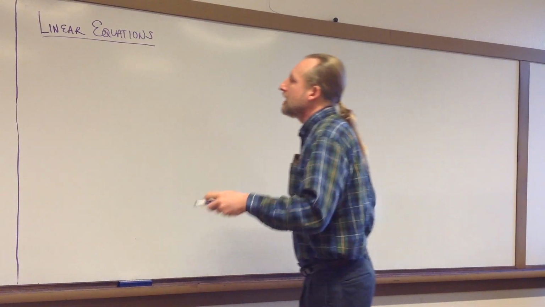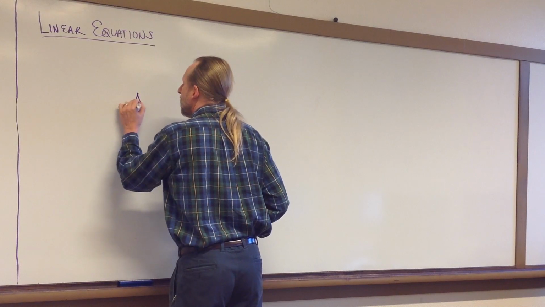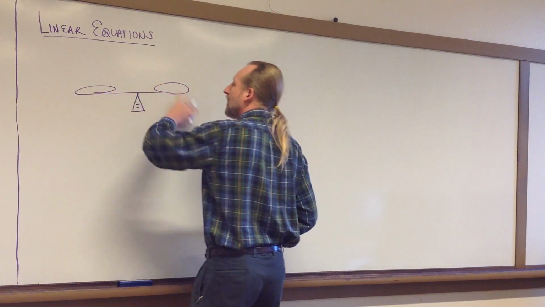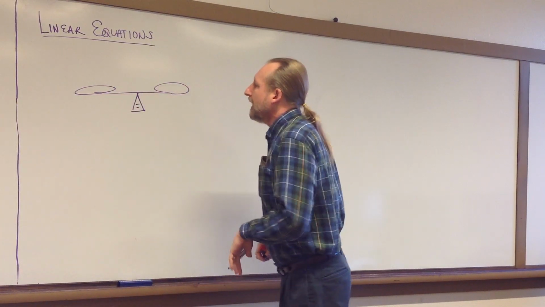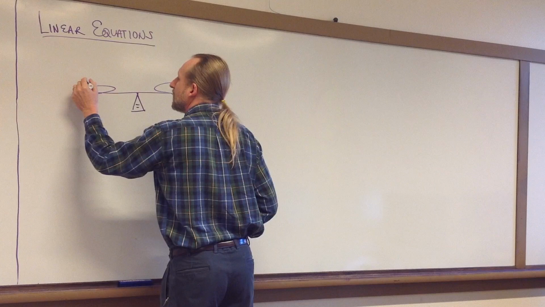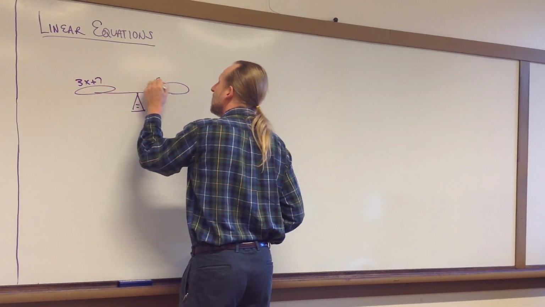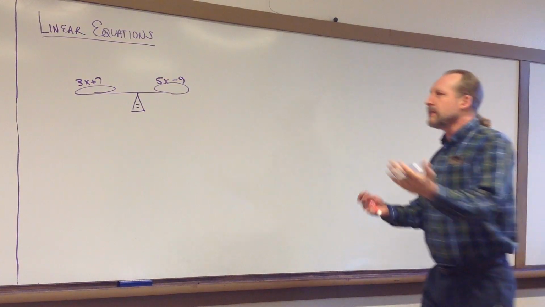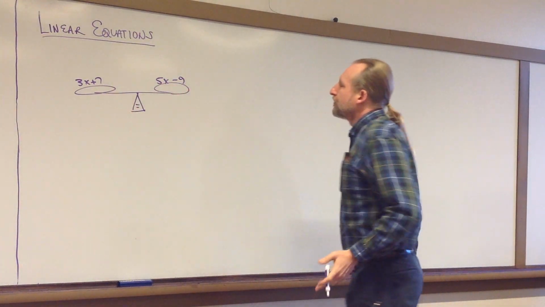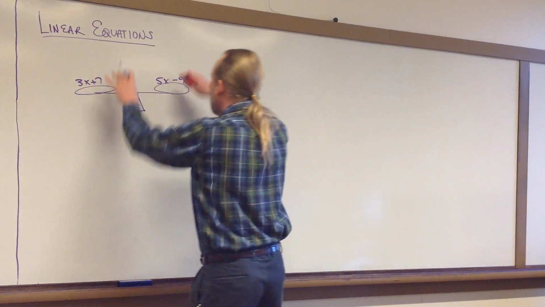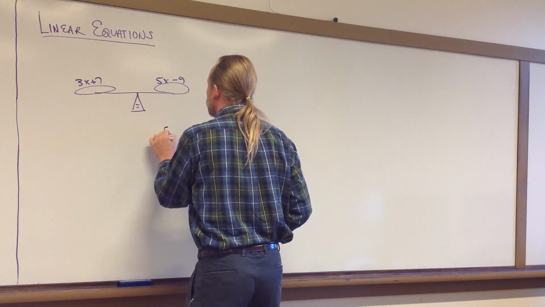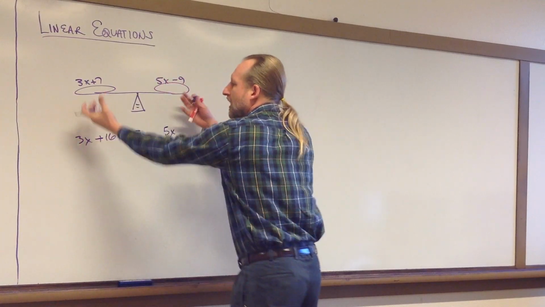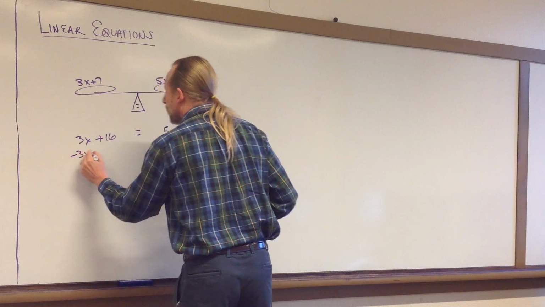And the idea here is that we've got an equation in balance on either side of the equal sign, right? And we might start out with something like 3x plus 7 equals 5x minus 9. And the goal is, by trading back and forth between these sides, right? If you add 9 to both sides, then we'll have 5x here and 3x plus 16 over here. Then we'll take away 3x on both sides.